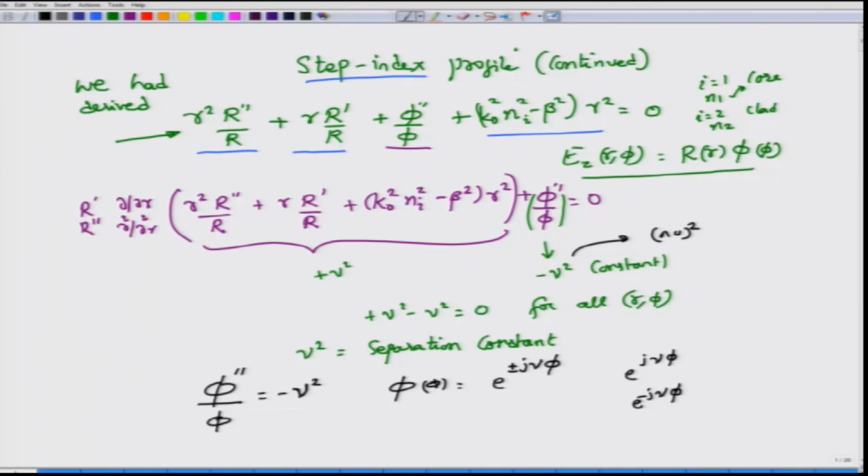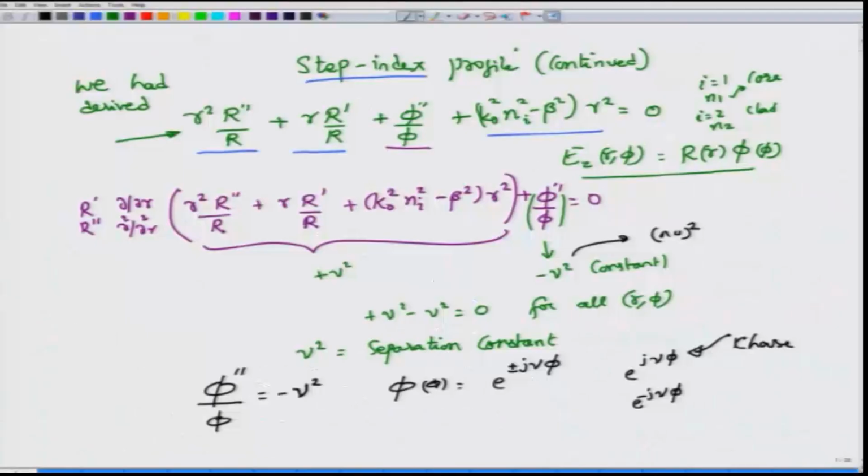I can, let us say, choose e to the power plus j nu phi, for example. So, this is the solution that I will choose. You can actually have solutions which are e to the power plus j nu phi or e to the power minus j nu phi. This will be exploited later when we discuss something called linearly polarized modes. There we will see that it is possible to use e to the power j nu phi and e to the power minus j nu phi in a specific manner to combine and actually make the longitudinal components completely disappear, but that is a story that we will have to wait for another module.